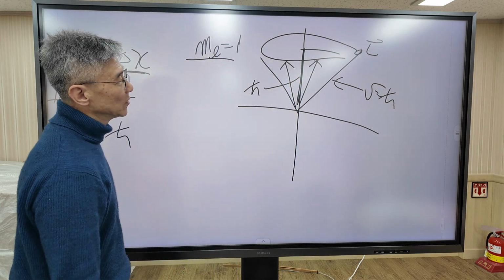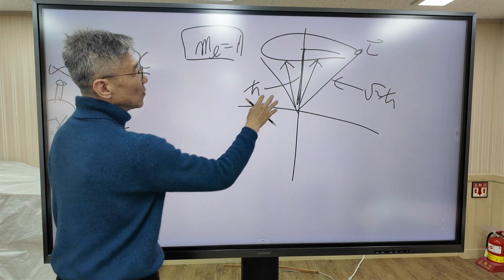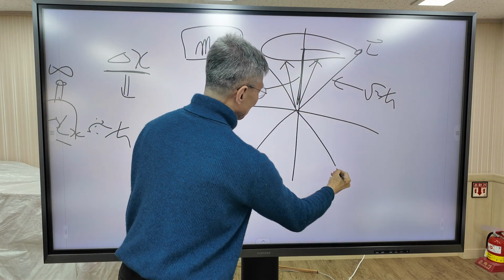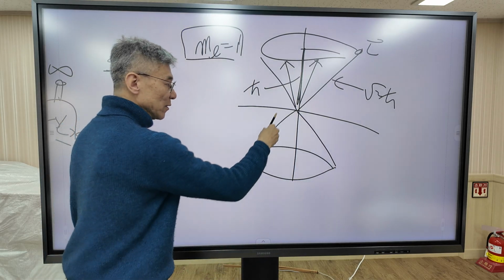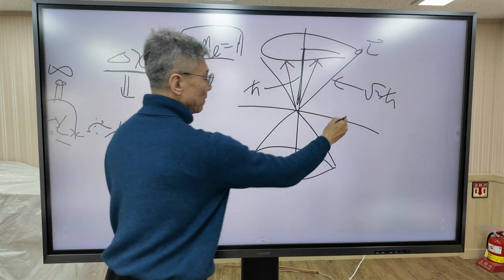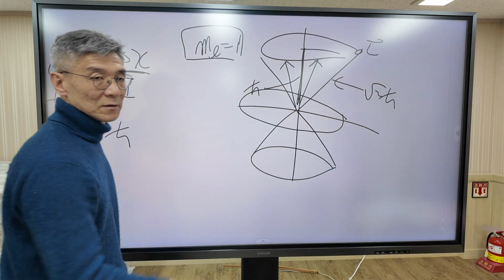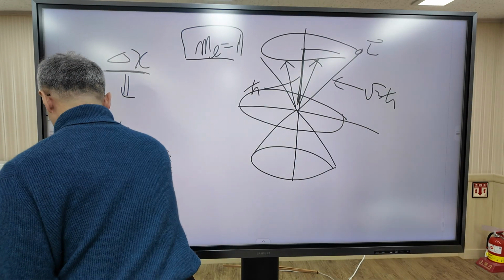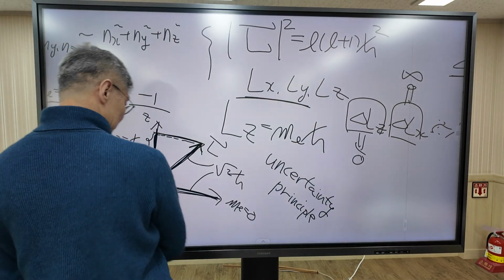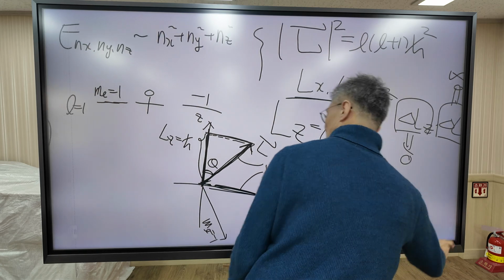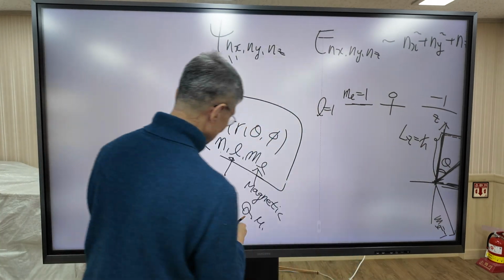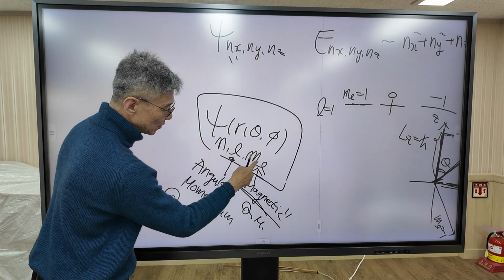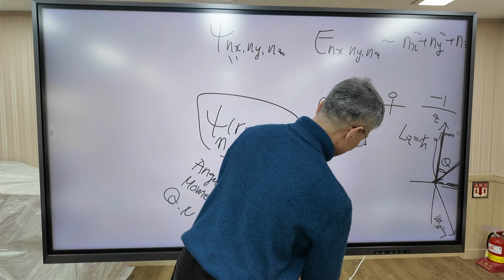So to represent the ML equals 1 state, we draw a cone. Similarly, for ML equals minus 1, we also draw a cone. The vector may be somewhere on the cone. For ML equals 0, we can draw a circle. Now, about the name of this quantum number, magnetic: why do we call this quantum number magnetic? I will explain this.